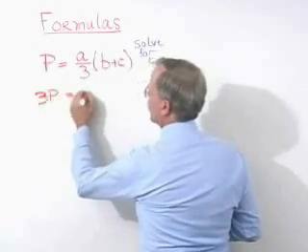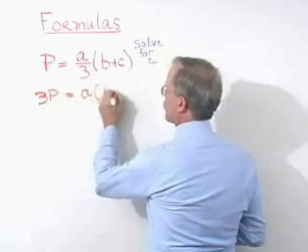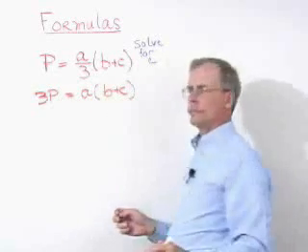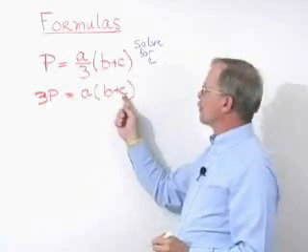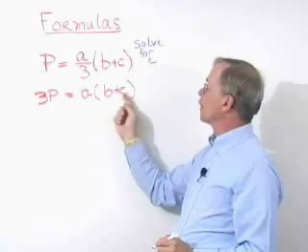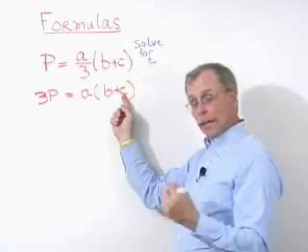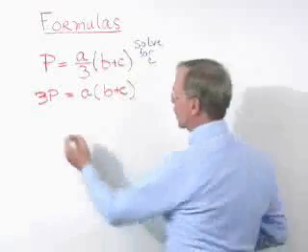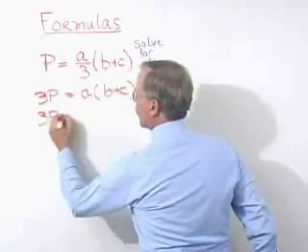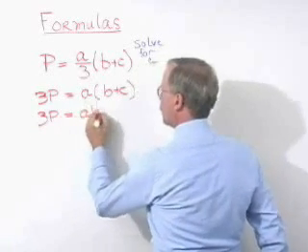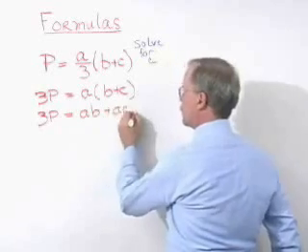3P equals A times B plus C. Now again, let's remove the parentheses to get the C out of that grouping symbol. That will give us 3P equals AB plus AC.